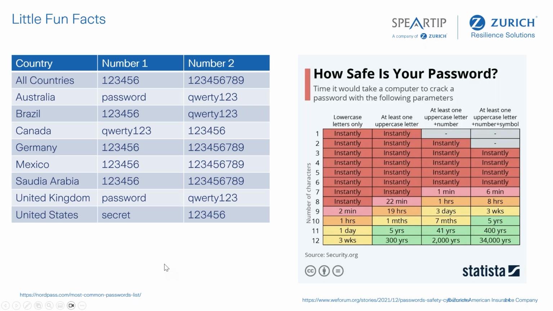I won't touch too much on this one. I threw it in as a little fun exercise just to break up all the boring cyber talk. These are the most common passwords for all countries, and then I picked a couple of other ones. I also looked up Japan, and I think they also had the same thing, password and 123. I can't remember which order that was in. And then this was how long it took to decrypt passwords based on length and complexity. So really, this was just a fun statistic I like to throw in to break up the monotony of some of the text.